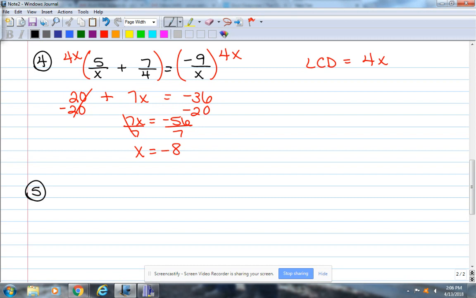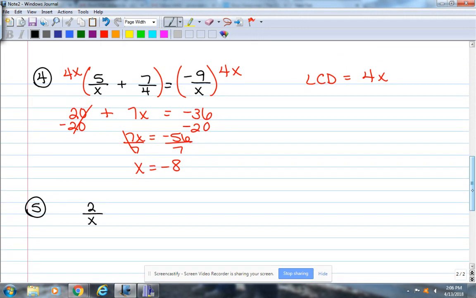So here's another one very similar. It's not that complicated. Once y'all practice it, it'll be easy. 2 over x plus 4/3 equals 2. And that last one doesn't have a denominator, so put 2 over 1. But you don't even have to bother with that.